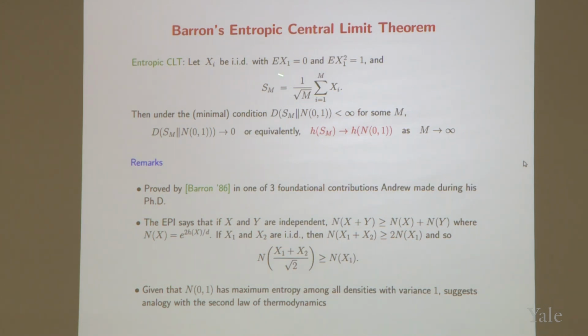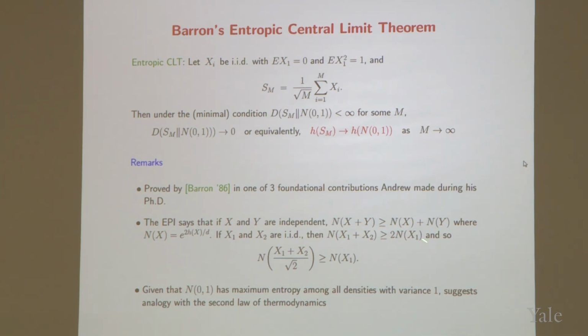So the entropic central limit theorem states that if Xi are IID random variables with mean 0 and variance 1, and you look at this normalized sum of these IID random variables, then under the minimal condition that this relative entropy from the Gaussian is finite for some n, it has to converge to 0. And as Yannis mentioned, this is equivalent to saying that the entropy of the standardized sum converges to the entropy of the standard normal. And this is very nice because, given that the Gaussian distribution has maximum entropy among all densities with mean 0 and variance 1, it suggests an analogy with the second law of thermodynamics, that the central limit theorem is sort of a mathematical second law of thermodynamics, where as you increase the number of summands, the entropy is increasing to the maximum entropy possible.